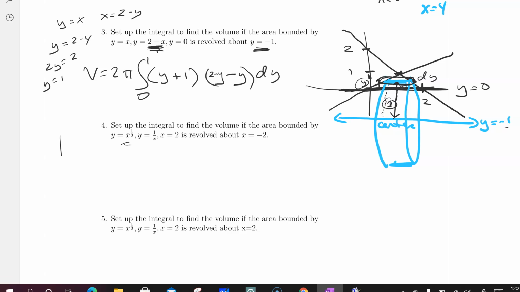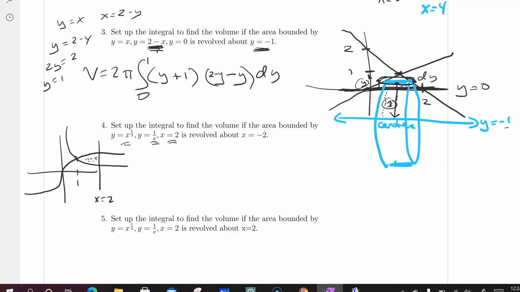Okay, so x to the 1/3 is a sideways parabola looking guy. 1 over x. So I know it's also going to include x equal 2, so I'm just going to focus on the first quadrant, so that they're going to intersect at 1, I'm sure. And then here would be x equal 2, right? And so there's the area bounded.